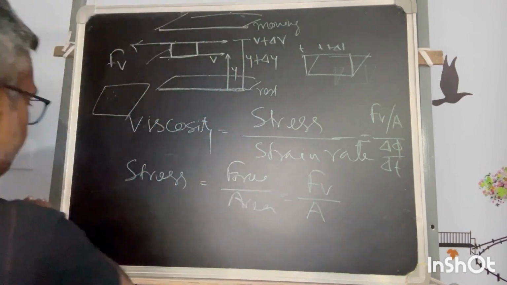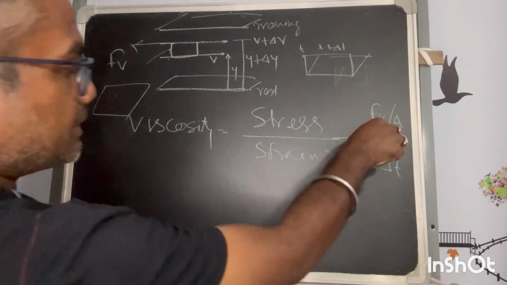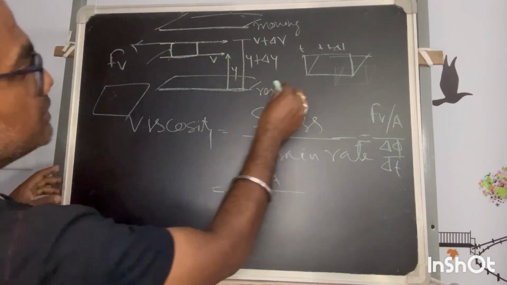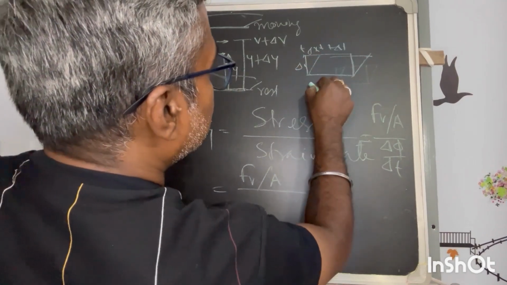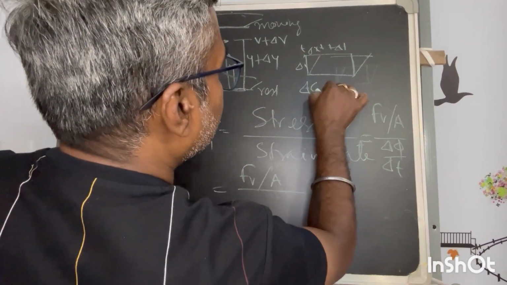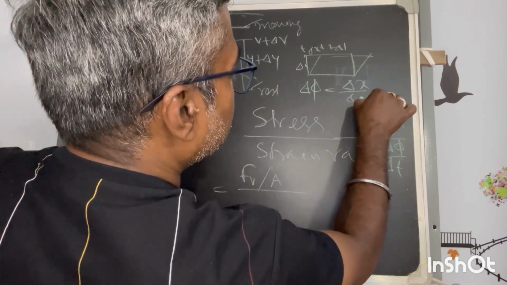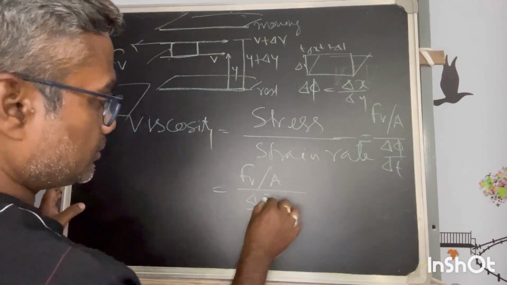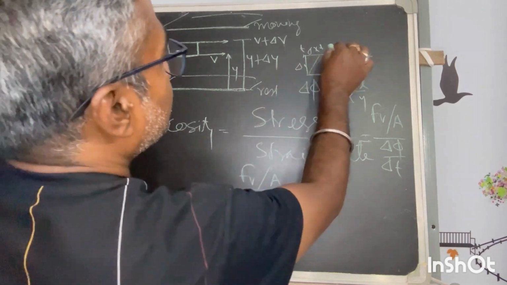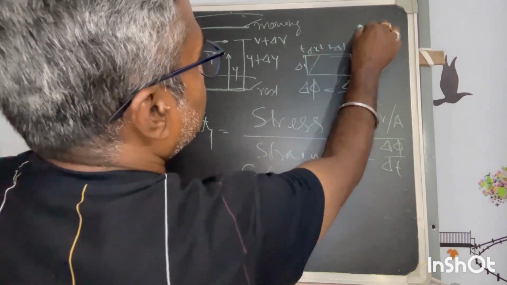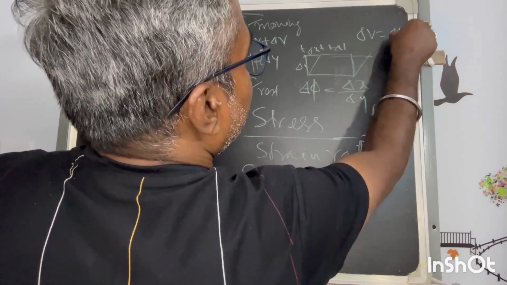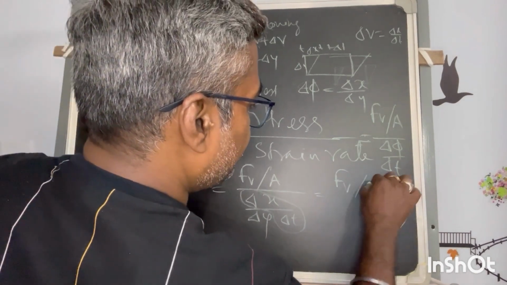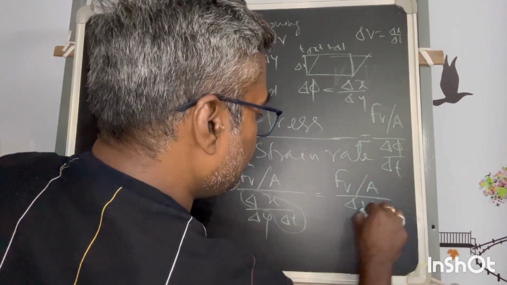So this can be written as Fv upon A divided by delta phi, whatever I have got. This is delta x, delta y. So delta phi, we have arrived at this one. So you can write delta x by delta y into delta t. What is this? This is your delta x by delta t. Can it be written as delta v, the velocity along this direction? Okay. So this is Fv by A upon delta v by delta y.